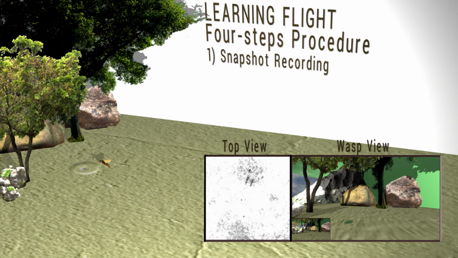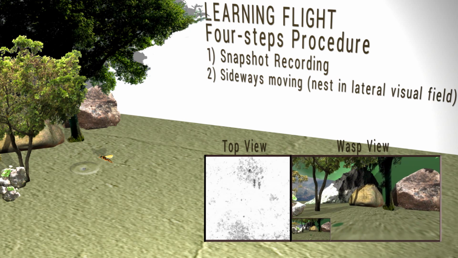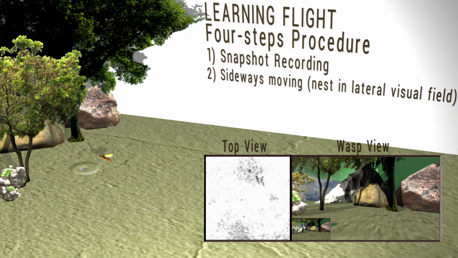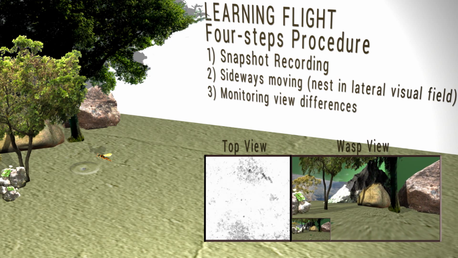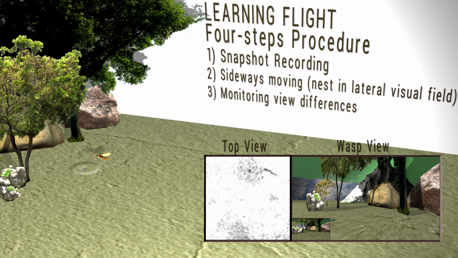She then moves sideways, turning to fixate the nest entrance in the lateral visual field and monitors how the view changes relative to the goal snapshot. She reverses flight direction when the image difference reaches a certain level or once the difference starts to level out.